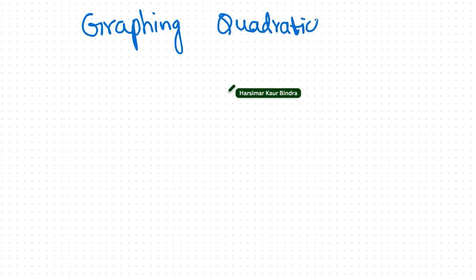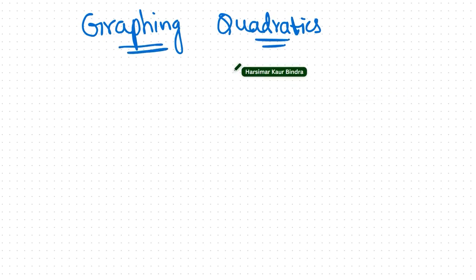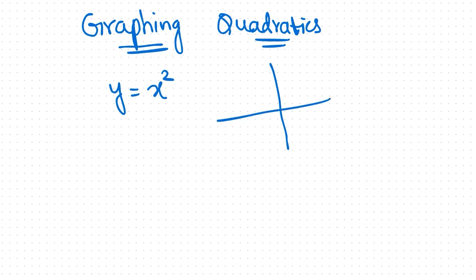So, graphing in quadratics. Let us understand some features of quadratic graphs. When you draw any quadratic function, the shape is called what? If you plot it on the graph, the shape you obtain is a parabola.